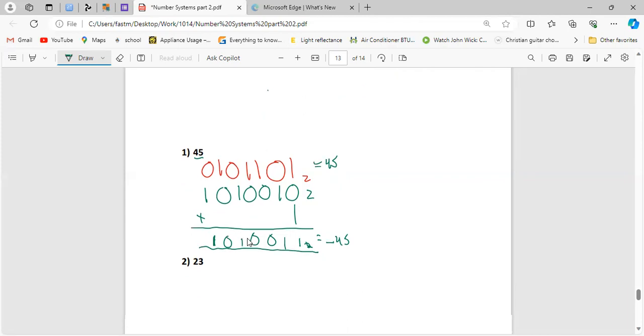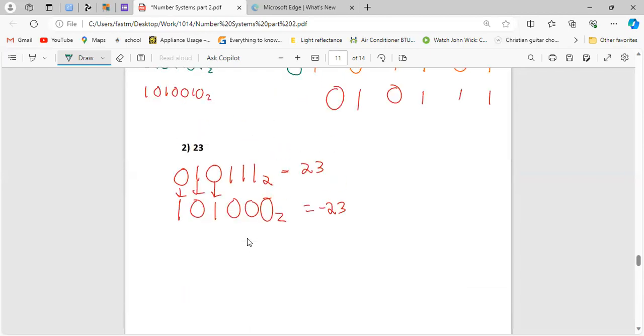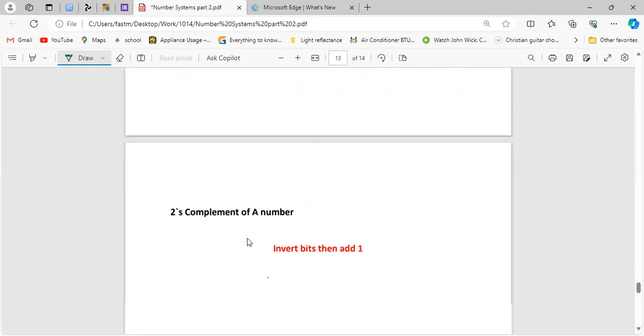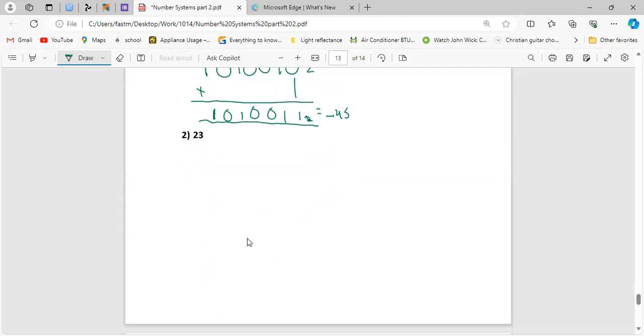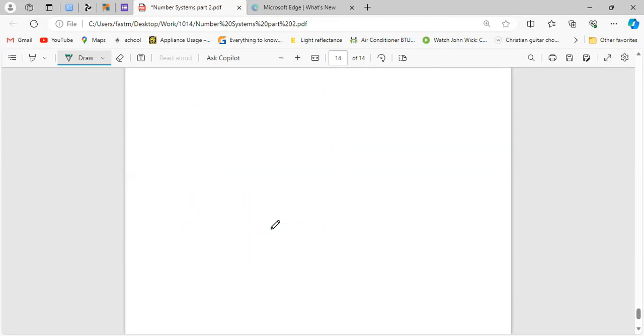Yeah. So 23 was the same idea. So what 23 was, 0 1 0 1 1 1. So I invert the bits: 1 0 1 0 0 0, and you add one. So you have 1 0 1 0 0 1 base 2. And there's negative 23. Yeah? And that's it. That's literally it. You can try 8 on your own.